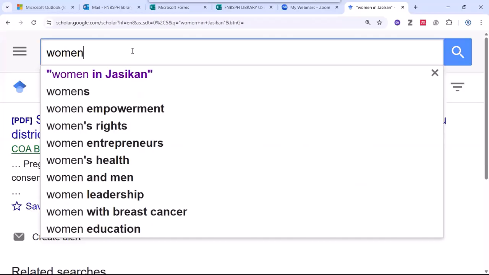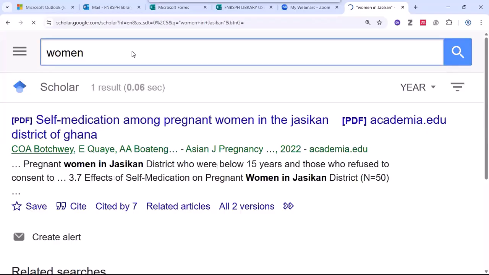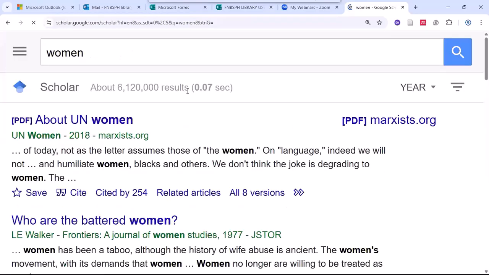But right now, we're looking for literature to be able to write the background of our study, which includes women worldwide, women in Africa, women in Ghana, before we come down to our own narrow or niche study area of Jessica, and later our own primary data. So women generally, let's search and see how many results women returns. Let's search. Okay, it's now searching.